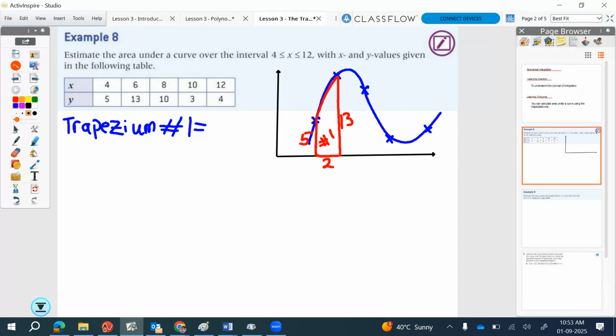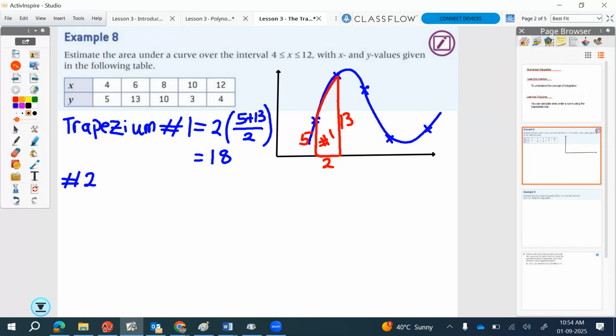So the area of this is going to be what? 5 plus 13 divided by 2, times 2. So it's this distance here, 2, times (5 plus 13) divided by 2. What will that give us? 5 plus 13 divided by 2 is 9, times 2 is 18. So that one's 18.